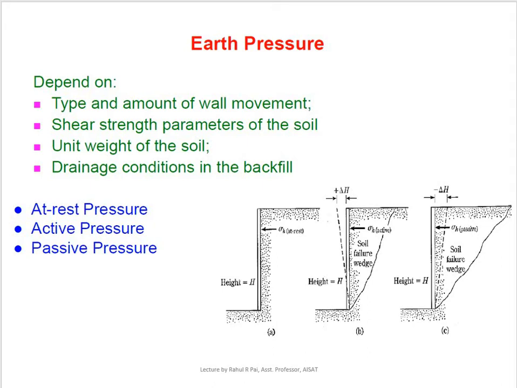Now moving on to the earth pressure. What are the different types of earth pressures? So there are three types of earth pressure. Earth pressure at rest condition, earth pressure for active case, and last is for passive case. So there are three earth pressures, and on what all factors the earth pressure is depending. It will definitely depend on the type or amount of the movement of wall.